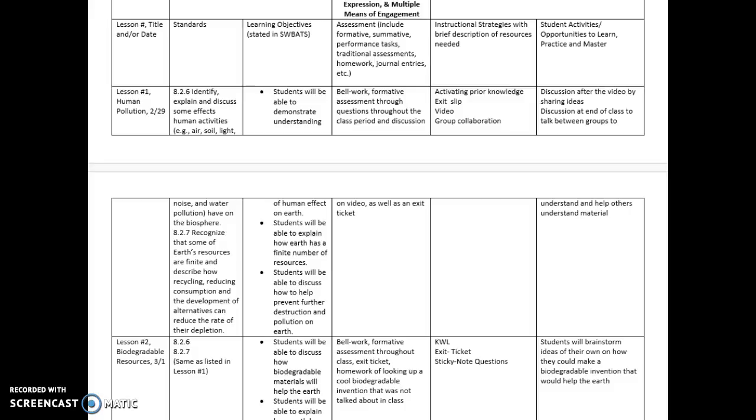on Earth. And so the standards for my whole unit, not just this lesson, are 8.2.6, identify, explain, and discuss some effects of human activities have on the biosphere, and 8.2.7, recognize that some of Earth's resources are finite, and describe how recycling, reducing consumption, and the development of alternatives can reduce the rate of their depletion.